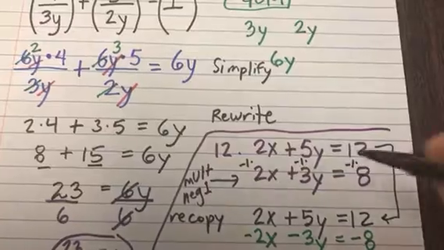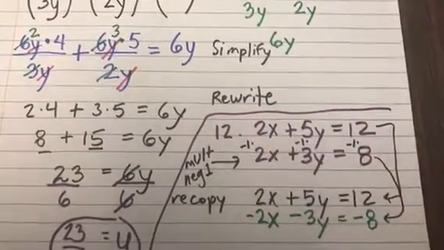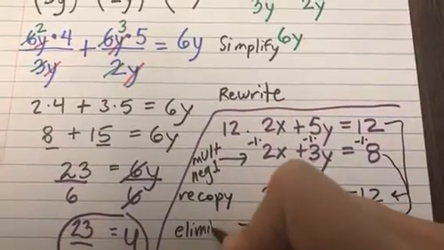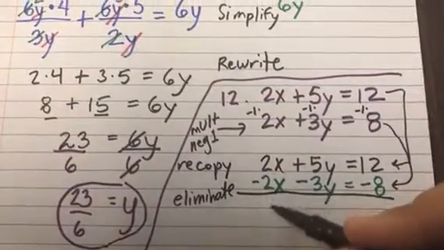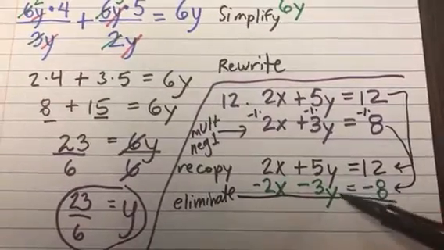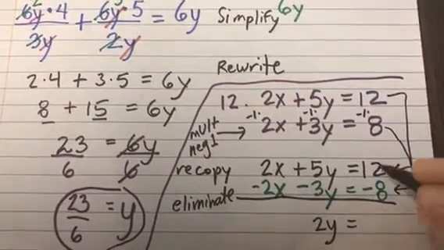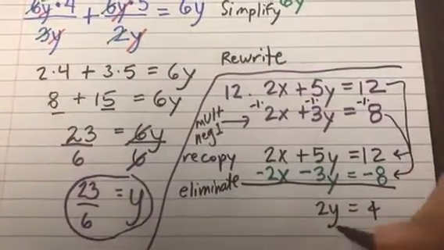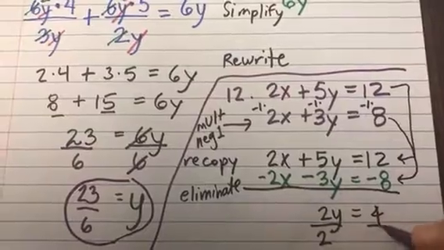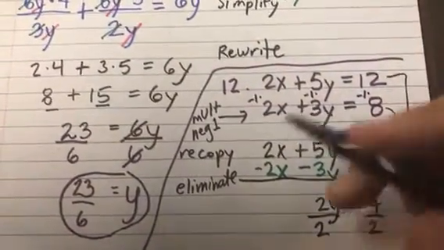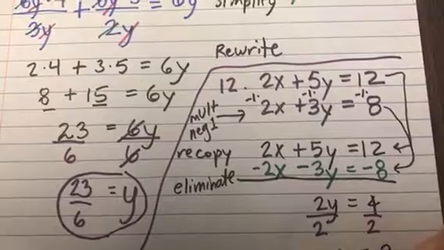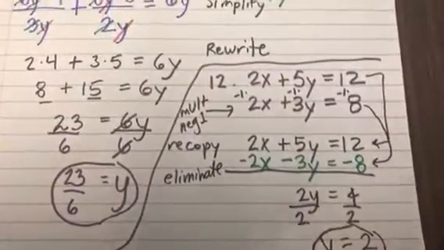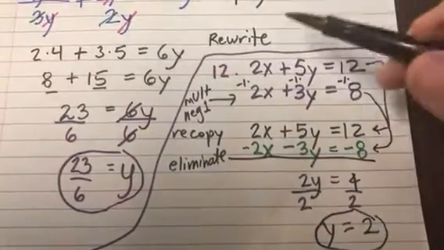Now I'm going to, this is called eliminate. So this goes away. 5y minus 3y, 2y. 12 minus 8, 4. Y is still not by himself, so I'm going to divide by 2 and get y is 2. Voila. Now, this would have gotten you half credit because I still need to know what x is.